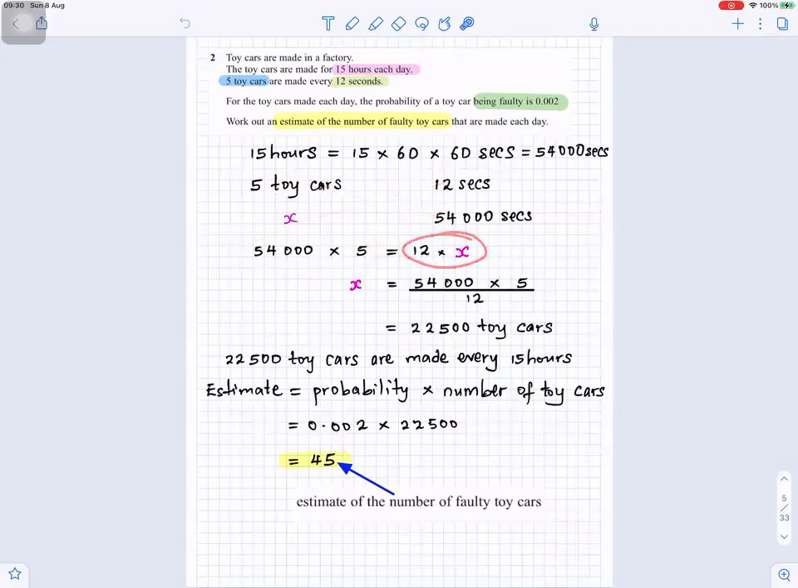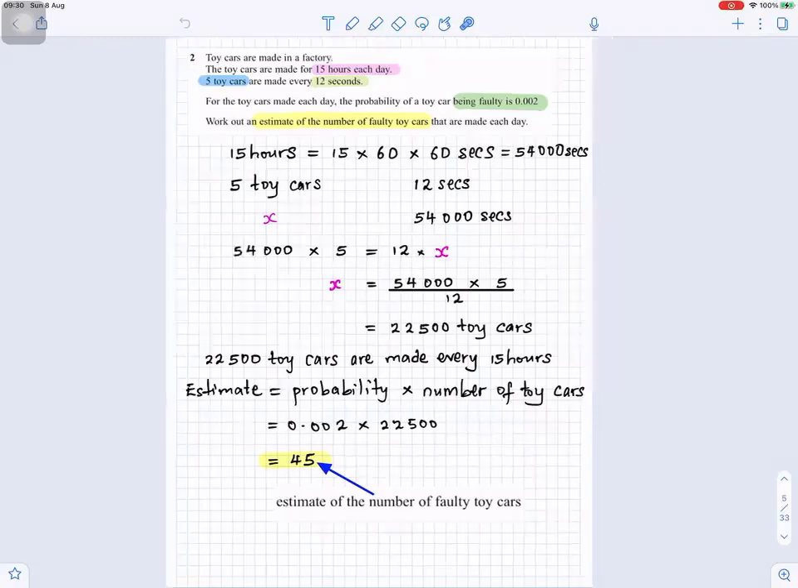So times 12 goes underneath, it becomes divided by 12. So X is 54,000 times 5 over 12. So it's 22,500 toy cars. So 22,500 toy cars are made every 15 hours. Estimate the number of faulty toy cars. Estimate is probability times the number of toy cars. Probability is 0.002 times 22,500. That'll give you 45, which is an estimate of the number of faulty toy cars.